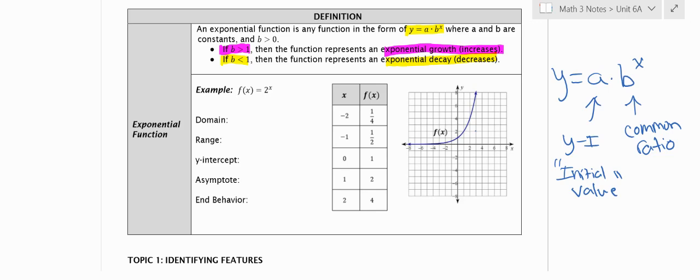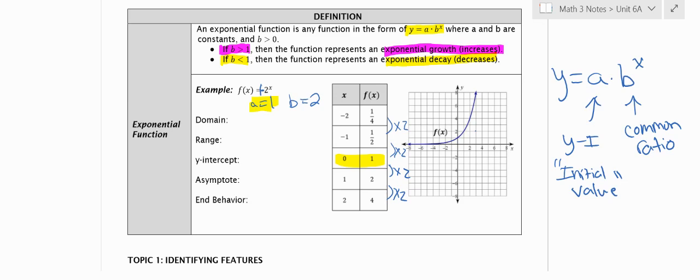So for example, if I have f of x equals 2 to the x, and again, that's the same as y equals 2 to the x, I don't see a value in front, so it's like there's a 1 there. So my a value is 1, my b value is 2. So again, what that means in a table is that my y-intercept is 1, so that's in this case matching my a value because I don't have anything moving it from left to right. And then our common ratio is 2, so that means I'm multiplying by 2 to get to my next value, right?